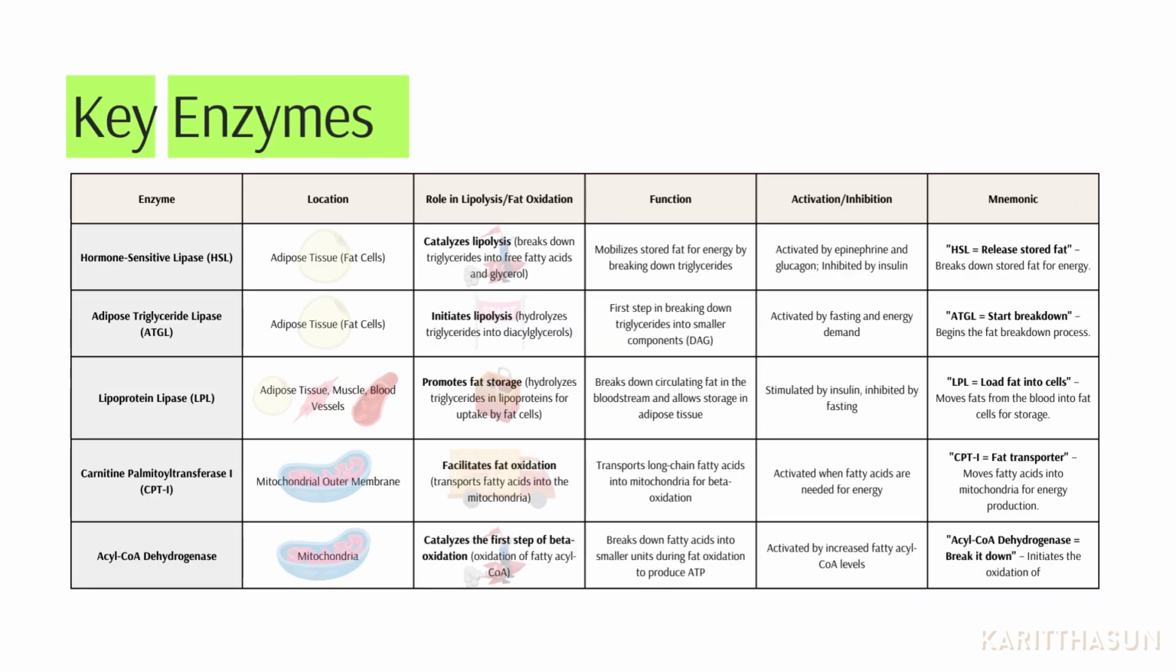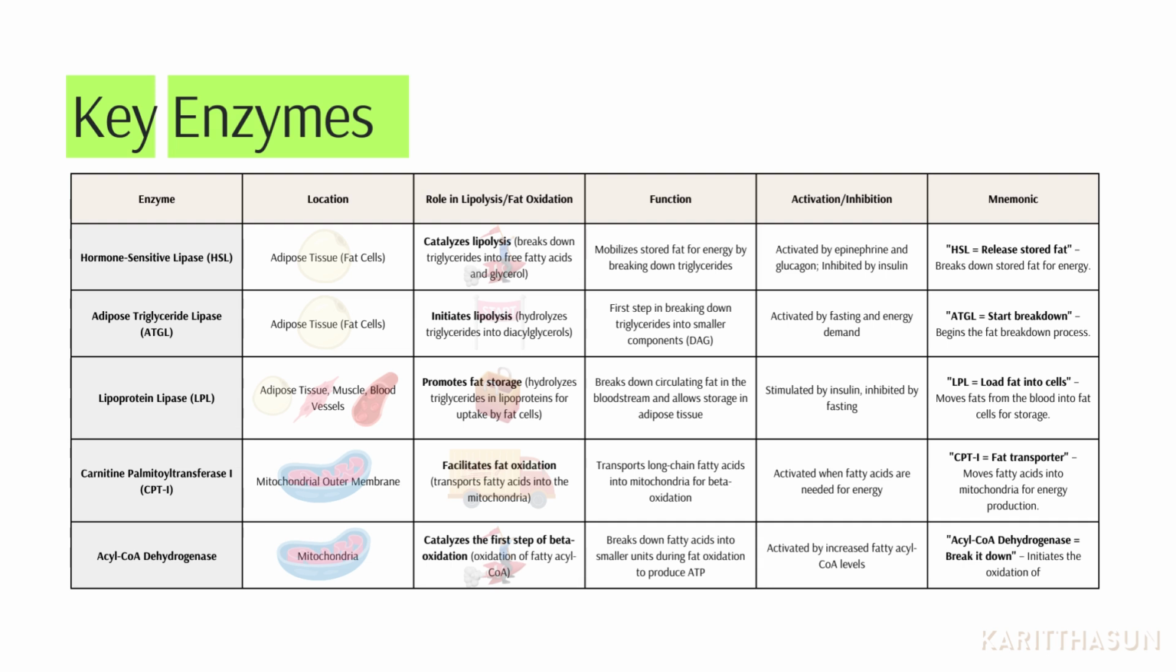Now, let's look at the enzymes. Several enzymes are involved in both lipolysis and fat oxidation. Let's look at the most important ones. Starting with the first one, hormone-sensitive lipase, or HSL, breaks down triglycerides into fatty acids and glycerol. The second is ATGL, or adipose triglyceride lipase. It initiates the breakdown of triglycerides. The third is LPL, or lipoprotein lipase, and it promotes fat storage by breaking down triglycerides from the bloodstream.